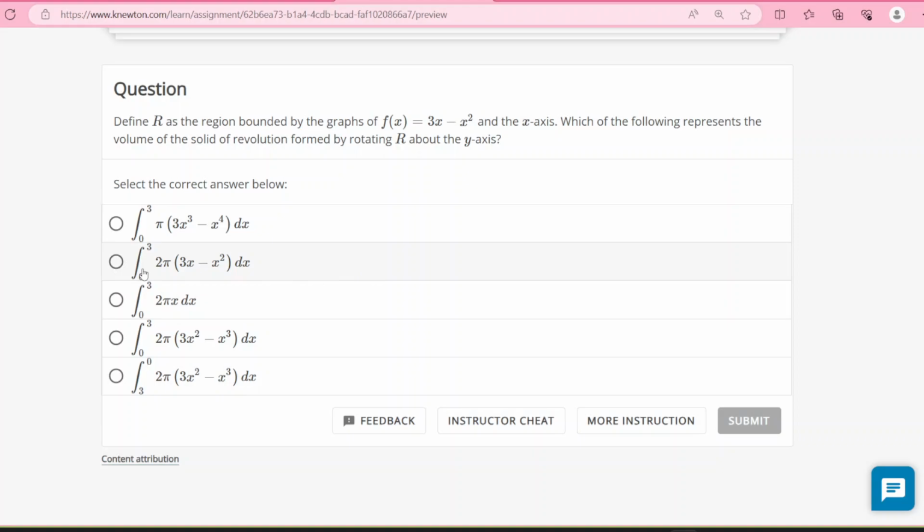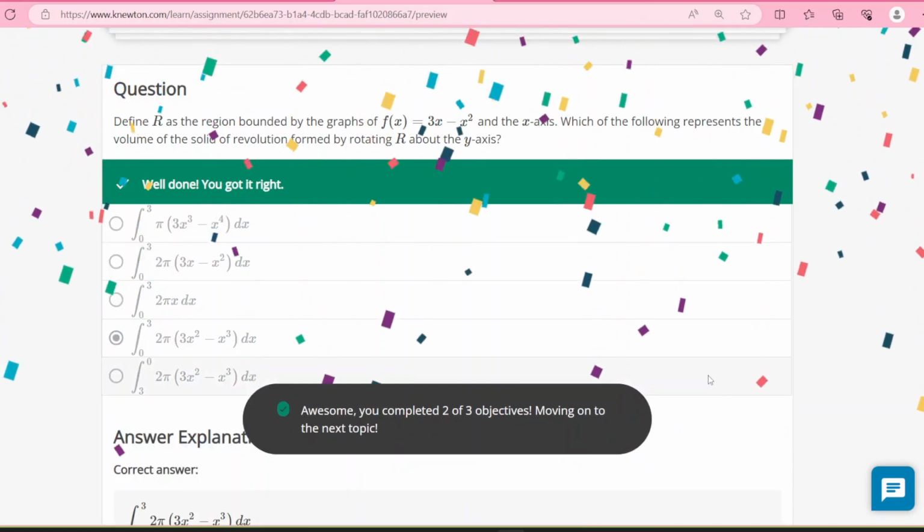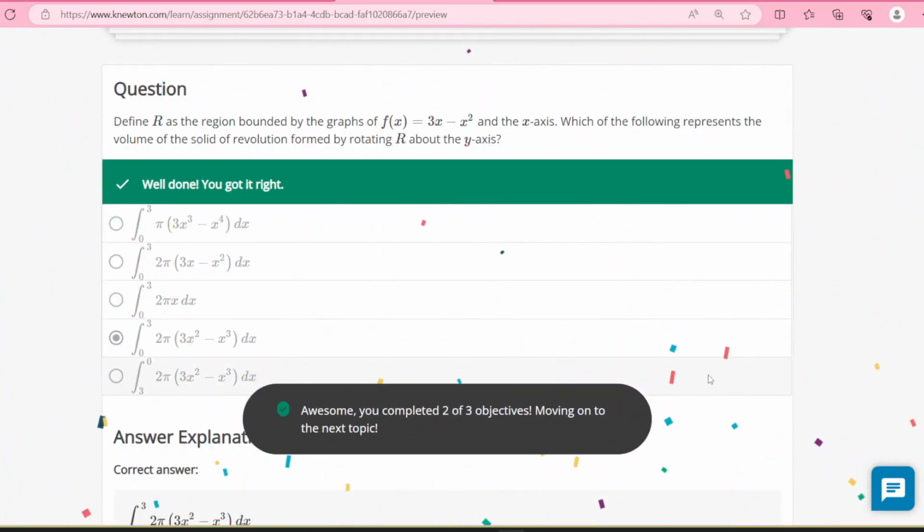So we have the integral from 0 to 3 of 2 pi, and then times it should be 3x squared minus x cubed. So that's this one here. 3x squared. This was x times 3x minus x squared. Dx. There's the volumes of your shells added up from 0 to 3. Wonderful. Right, so those objectives are done.